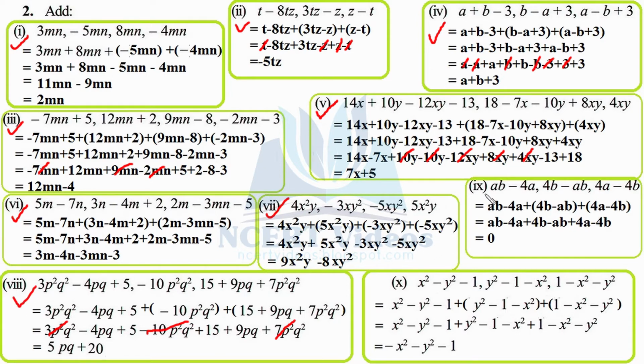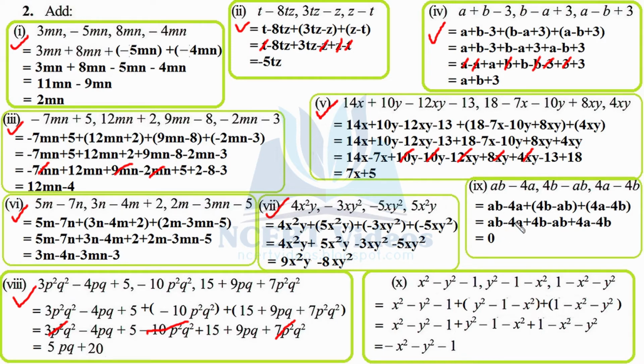Now ninth, 1, 2, 3 terms. Again, first term plus second term in bracket plus third term in bracket. If you don't put brackets, you may confuse yourself and your question will be wrong in the first step itself. So it is better to write in brackets and to solve it in another step.